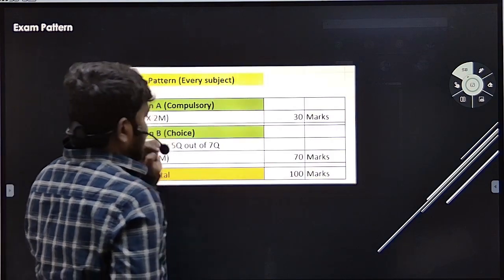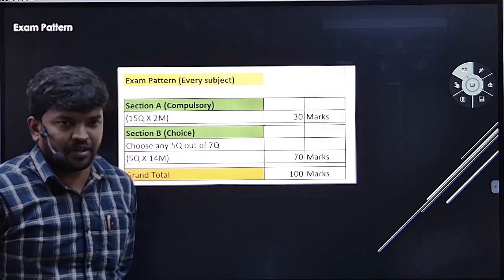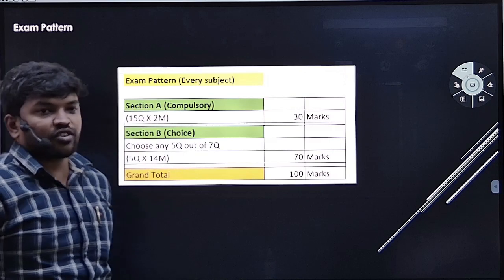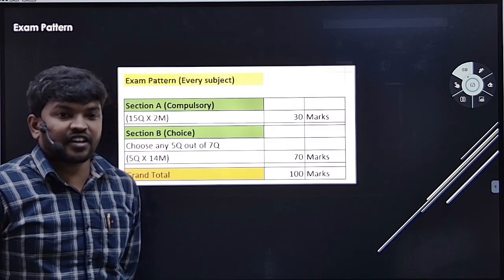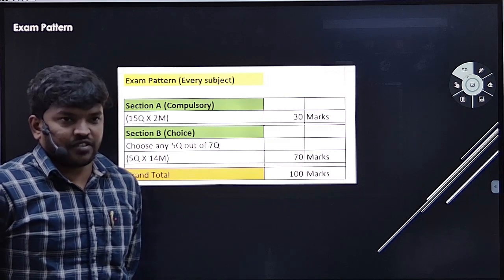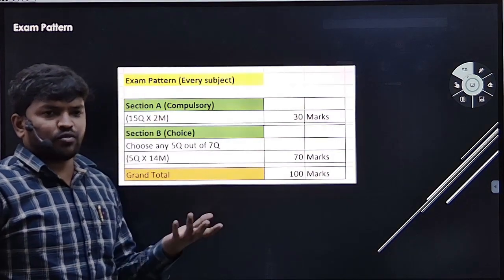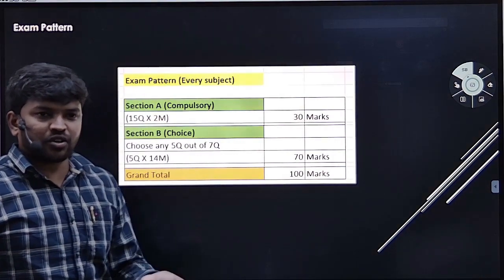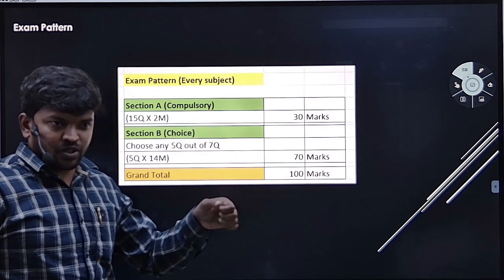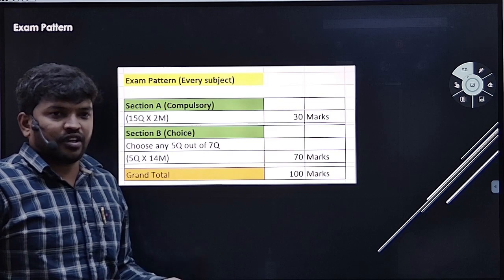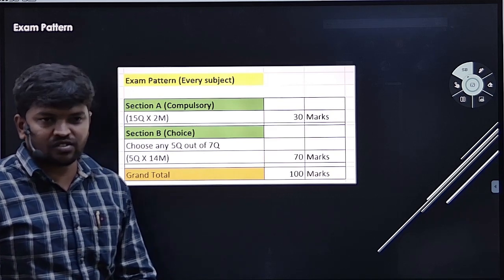From the last paper, December 2023, I can see they have given 15 questions, each carrying 2 marks. So this section basically will be of 30 marks. It can be any 1 mark questions also, or 15 2 mark questions. It can be fill in the blanks also. It can be anything, true or false also.